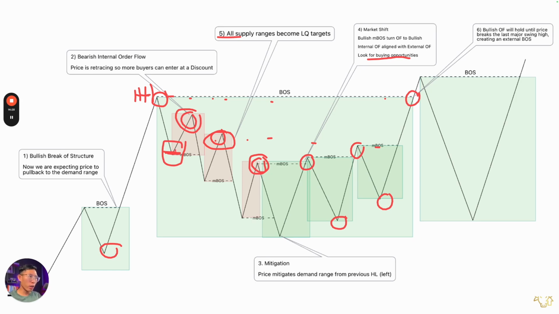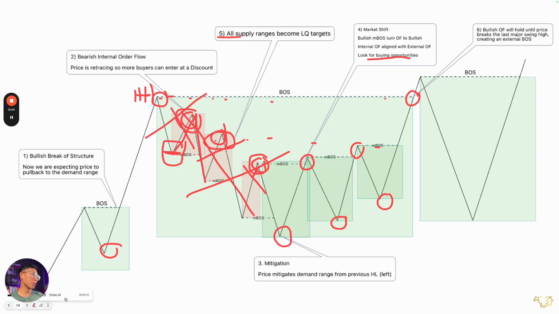You can see that very obviously once price starts going down, creating more lower lows and lower highs. You can see bearish internal order flow. So, like I said, we want to wait for the bearish order flow to end. Once it ends and bullish order flow takes over, that is when we can potentially enter for a buy. As simple as that, guys. This is basically the gist of order flow. All these supply ranges become liquidity targets for the buyers to aim for, smash this one, and smash this one, and so on and so forth.